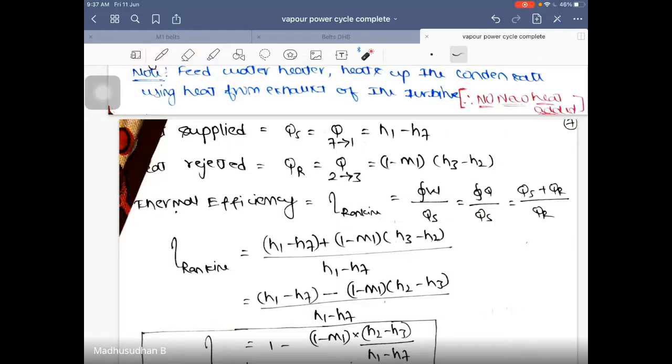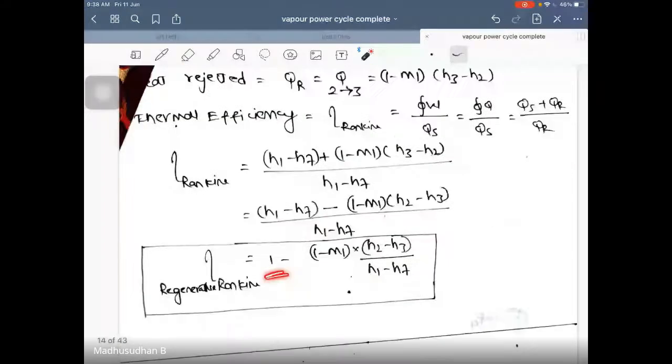Now, efficiency of Rankine cycle. Output by input. Output is work output. From the first law of thermodynamics, heat flow is equal to work flow. That's why I take the total heat interaction divided by heat supplied. Total heat interaction is QS plus QR, heat supplied plus heat rejected. I have substituted the values. Here it would be 1 and 1 minus M1 into H2 minus H3 divided by H1 minus H7.